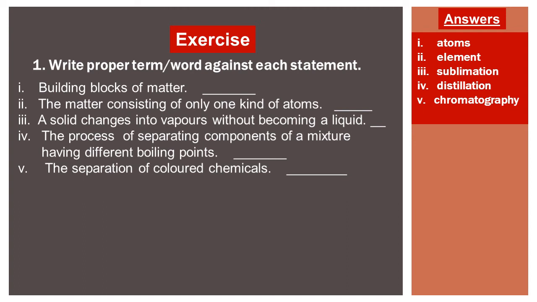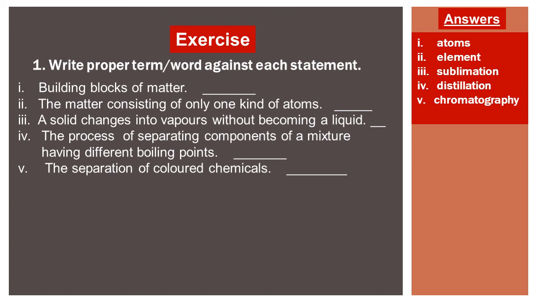Then part number 3, solid changes into vapors without becoming a liquid. The process is sublimation. Yes, we were correct. And part number 4, process of separating components having different boiling points. So the correct answer is distillation. In part number 4, the correct answer is distillation.